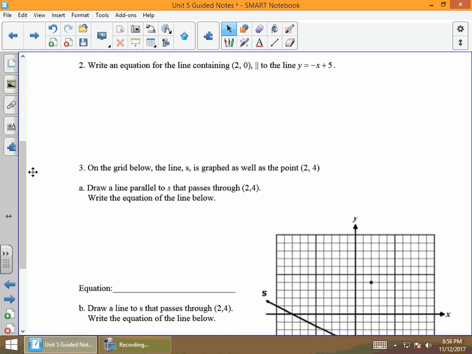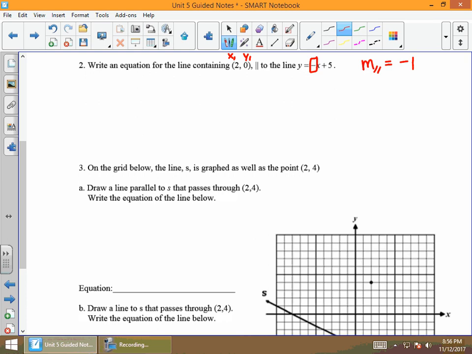All right, here's a second example. It says write an equation for a line containing, here is my x1, my y1, and now it says it has to be parallel to this line. So my parallel slope is the same slope. So if I look, I don't see the number, I just see the sign of the number. It is a negative 1, so my slope is still negative 1.